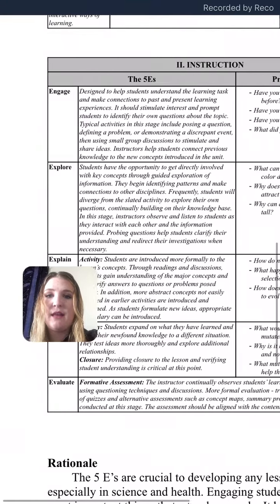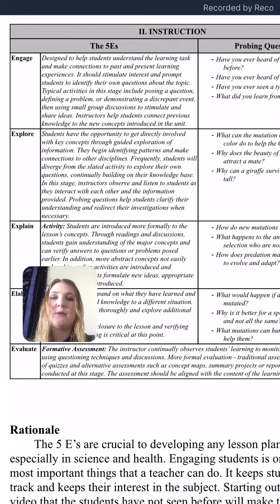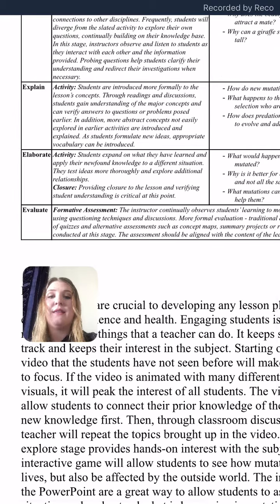This unit is very crucial. It's definitely important for students to have this inquiry-based learning, which is what I love to have in my classroom, of engaging, exploring, explaining, elaborating, and then evaluating.